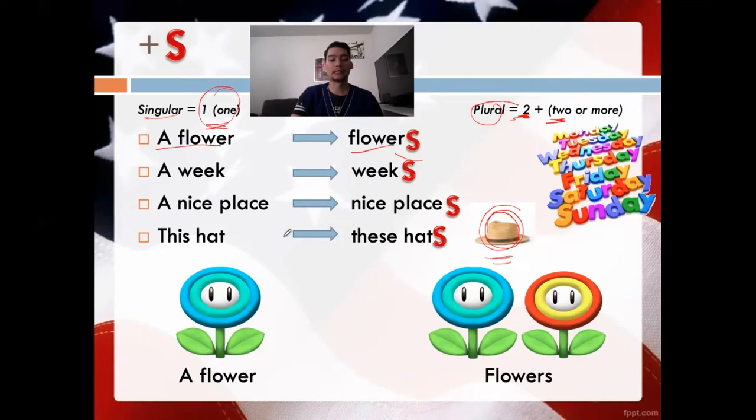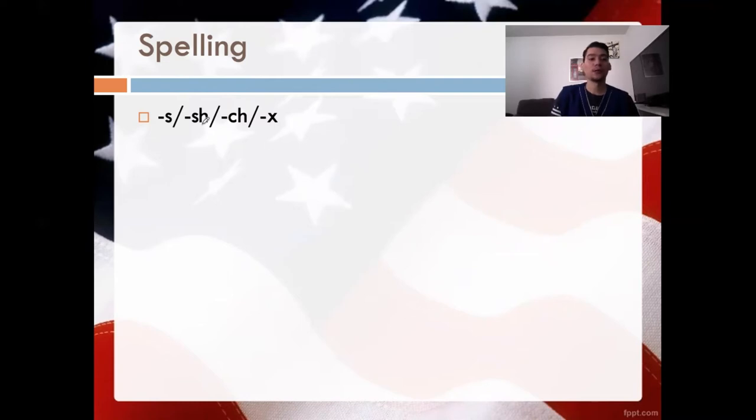These hats. Okay? So, pay attention. A flower. Here we have one flower. And here, flowers. We have one and two flowers. Okay? Now the spelling.